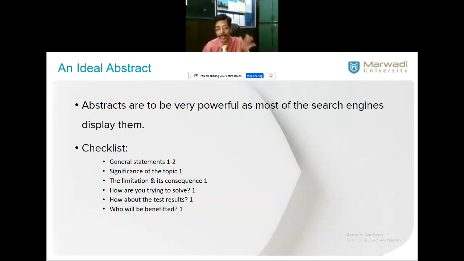So this kind of structure, if followed, in my experience, majority of the abstracts are written in this fashion only. This is what will pull the attention of the readers. They will be tempted to read the whole paper, and they will even try to invest money to get the full paper downloaded.